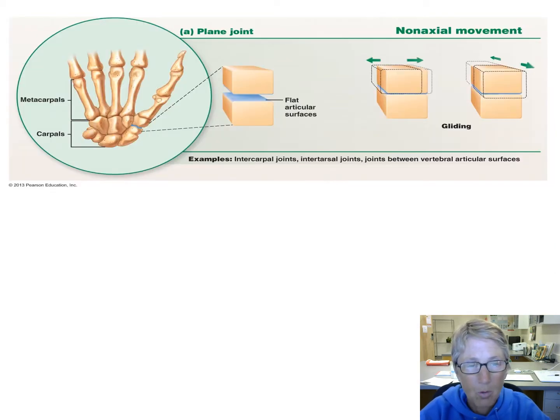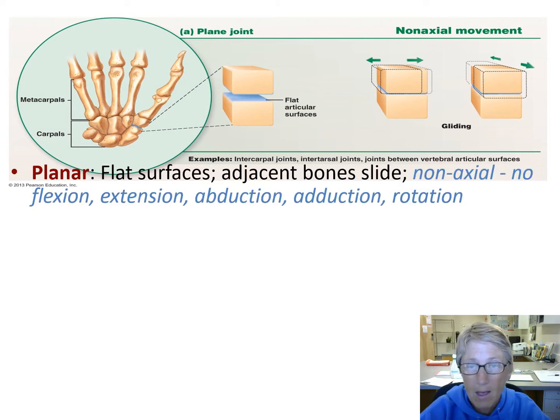Okay, now we're going to look at the structural synovial joints, the subtypes. So the first subtype of the synovial joint is a plane joint. An example is an intercarpal joint, and you've got a flat surface, and there's no axis, so they call it non-axial movements because there's no axis between the bones for them to rotate around.